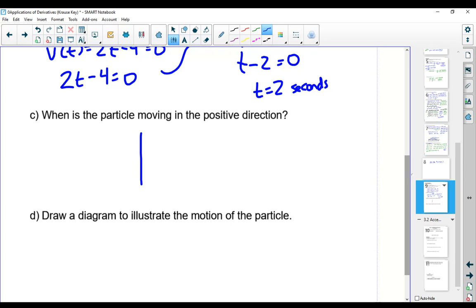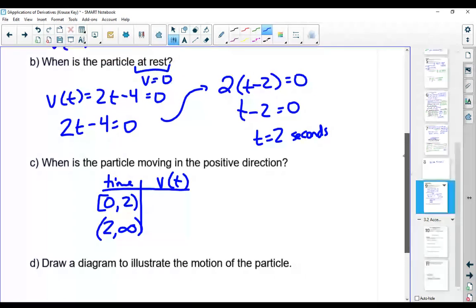We're setting up our interval chart here. We've got our time, and our time is going from 0 to 2 seconds, not including the 2 because that's a critical point, but including the 0. And then after that turning point, it's going from 2 to infinity because there's no other critical points. So we have to find time values that are between those intervals to decide whether it's a positive or negative direction. Because we've already done some of this legwork in a previous question, we don't need to rewrite it down here. So we're just looking at is velocity positive or negative.